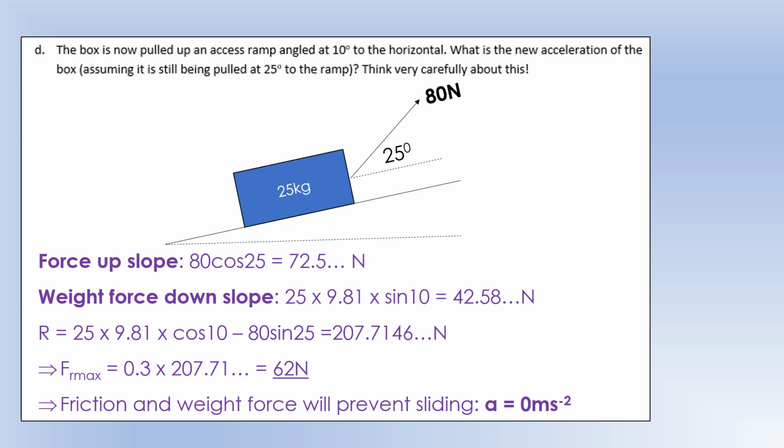So the friction and the weight force together are actually going to prevent the 80 newton force being able to pull it up the slope. And so that's actually not going to work out at all. So the acceleration is going to be 0, because that force isn't big enough anymore to pull it up the slope.